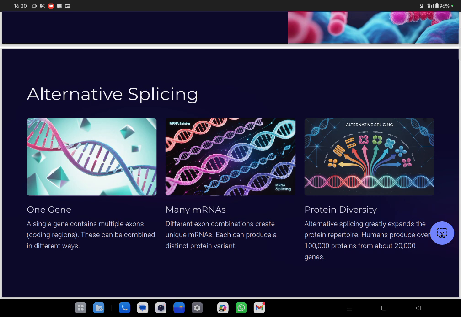And this alternate splicing greatly expands the protein repertoire. Humans produce over 100,000 proteins from 20,000 genes. How is it possible? From 20,000 genes, you're supposed to make around one third of that, something like 6,000 to 7,000 proteins, but you have over 100,000 proteins because of this alternative splicing. So one gene is making more than one type of protein.